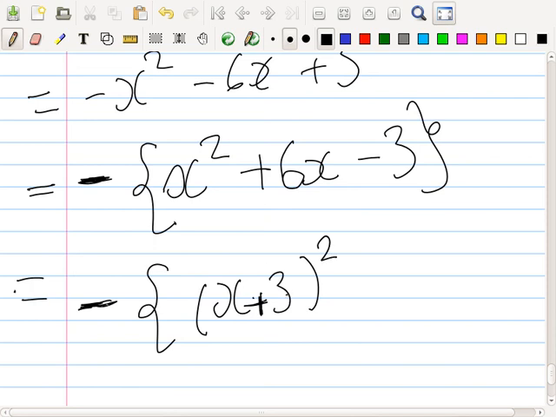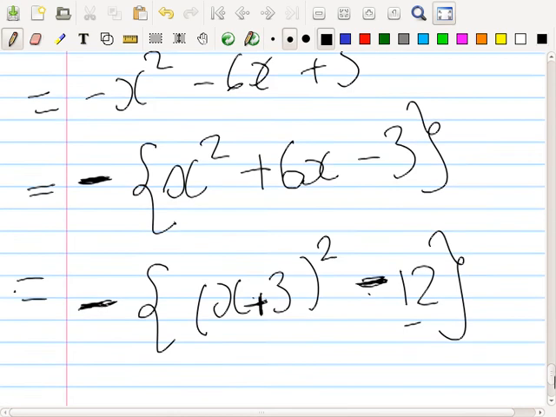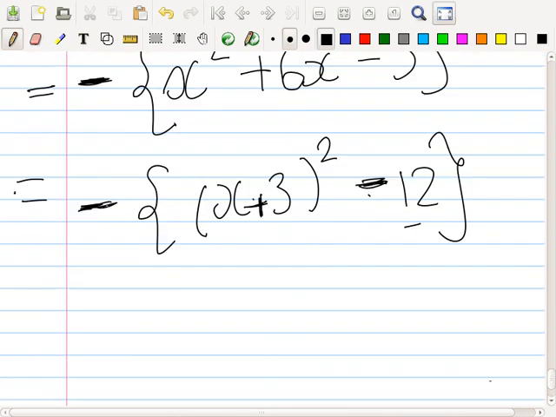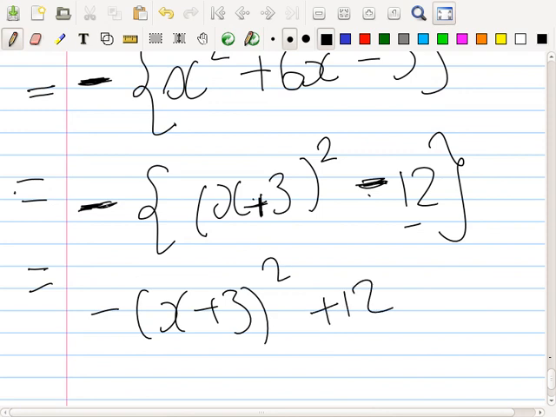Now 3 squared is 9, but I need minus 3, so I'm too big. How much am I too big? I'm 12 too big, so minus 12. I just need to put the minus in to finish now. So I get minus x plus 3 squared plus 12.